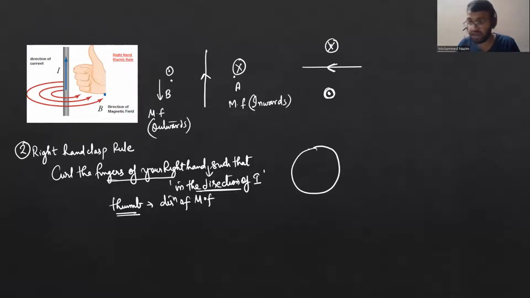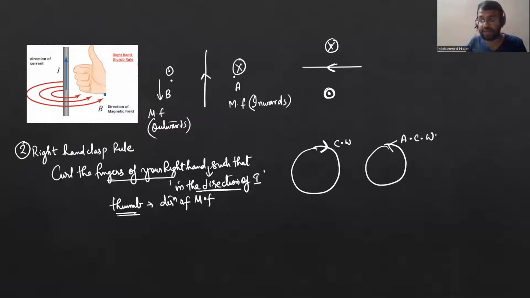Let us say we have a loop, correct, which is carrying current. Let us say this current is in clockwise direction. And I'll take one more case where the current is in anti-clockwise direction. You curl the fingers of your right hand such that this curling of the fingers is in the direction of current. In the first case, the fingers are to be encircled in the clockwise direction. You can also do it along with me. Then the thumb is pointing into the plane of the board, isn't it? The thumb will give you the direction of magnetic field.